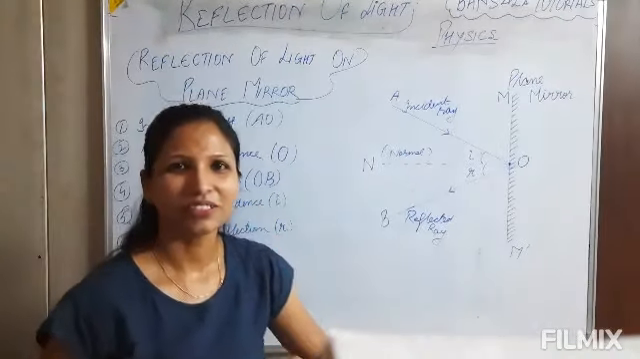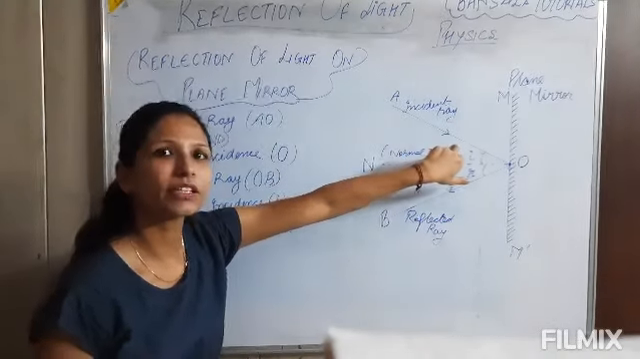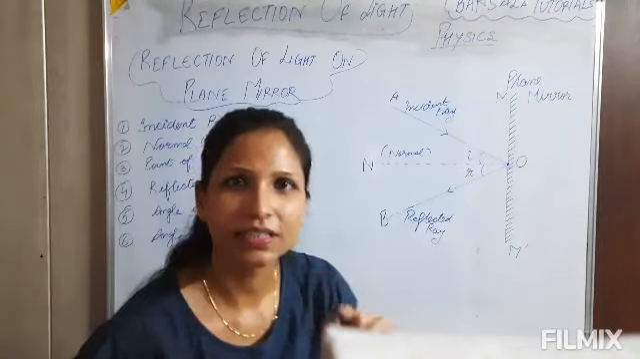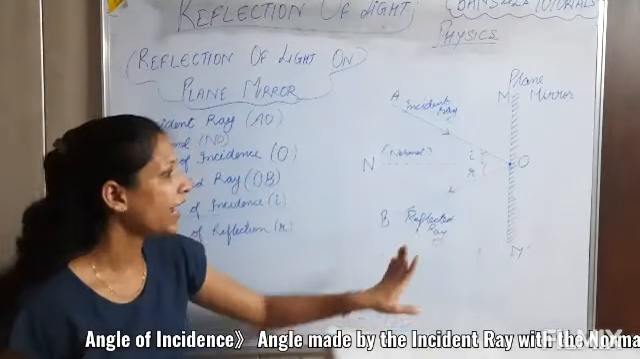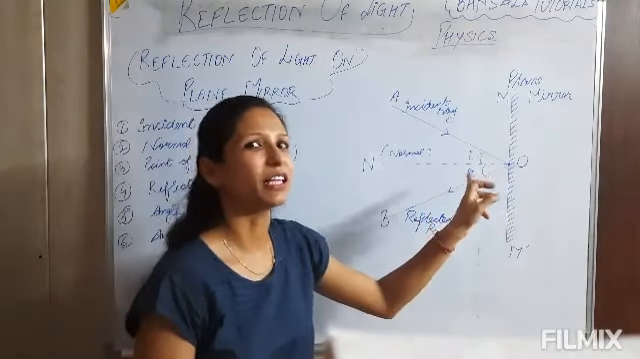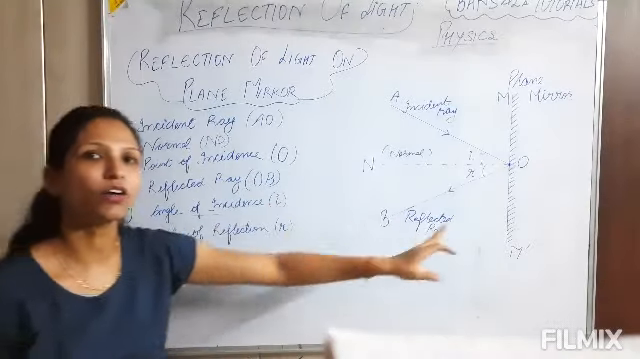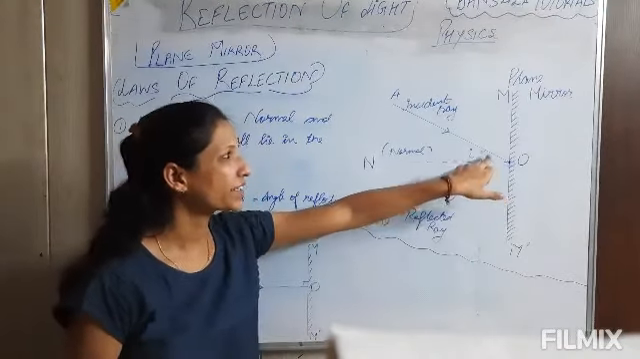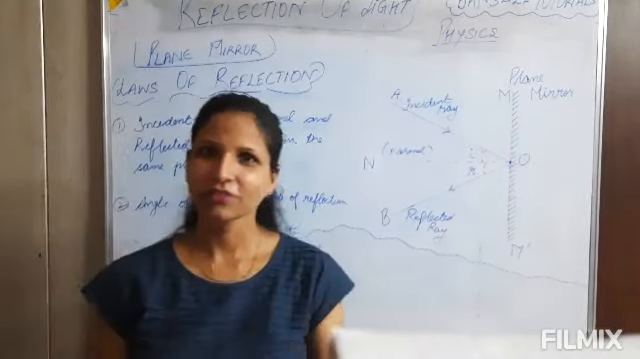Now I will tell you the importance of normal. Normal is drawn to tell us what is the angle of incidence and what is the angle of reflection, because angle of incidence is the angle made by the incident ray with the normal, and angle of reflection is the angle made by the reflected ray with the normal. So angle of incidence is always denoted with small i, and angle of reflection is always denoted with small r. In this diagram, I told you that you have to make these two angles equal. Now I am going to tell you the reason for this.